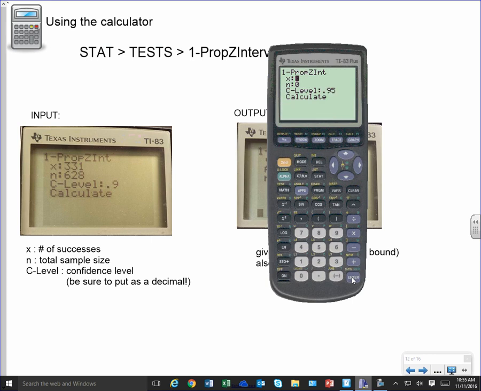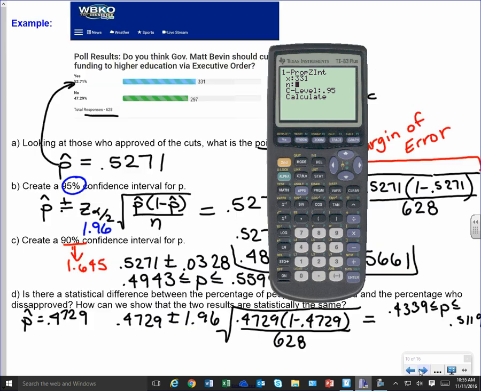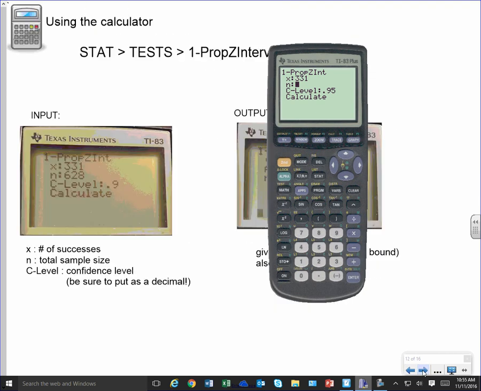So press enter. Then you're going to get this prompt, okay? So it's going to say how many successes did you have, right? What's your x value? How big was your sample size? And then what's your level of confidence? That's what the C level is. So for ours, we had 331. I don't remember if this is from the one we just did. Let me see. Yeah, this was from the one we just did from that WBKO poll.